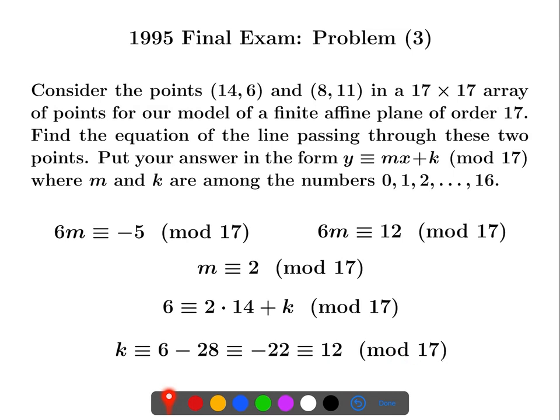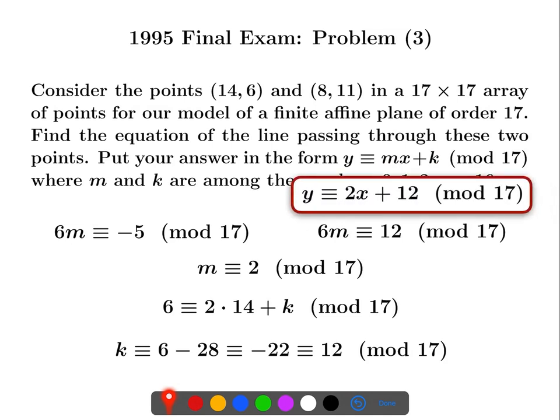So that tells us what this is. We have 2x plus 12. And so the answer to this problem would be that y is congruent to 2x plus 12 modulo 17. So I'm going to finish this lecture there.